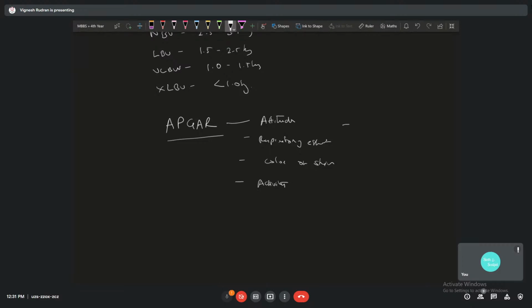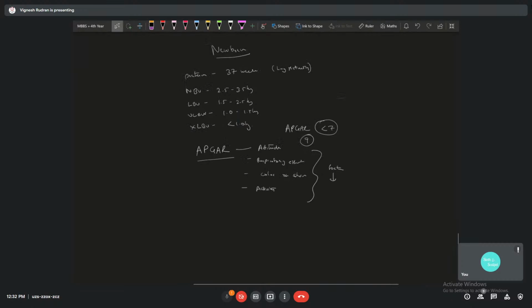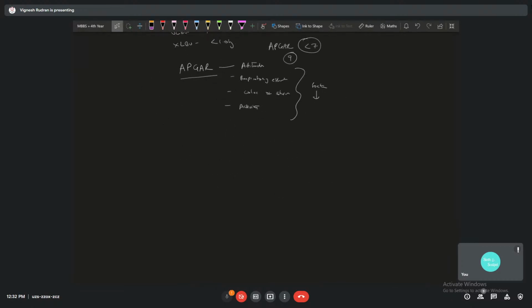So based on this, you can say that the fetus has transitioned from intrauterine to extrauterine, and it's come out pretty good. So an APGAR score of less than 7 means you need to give some kind of resuscitation or some kind of care. A score of 9 is usually fine. You check it immediately after birth, and at 5 minutes, 10 minutes after that, you keep checking until the baby becomes all right.